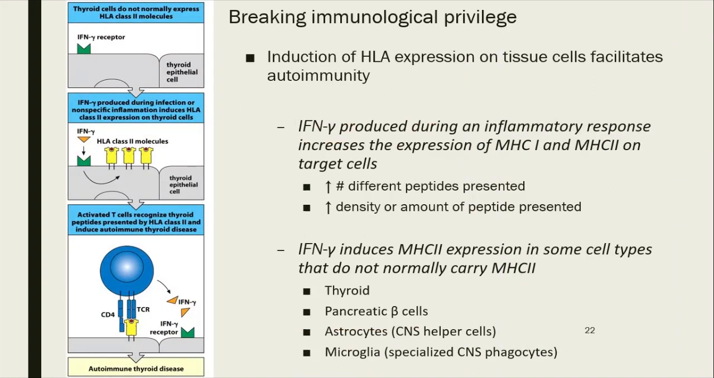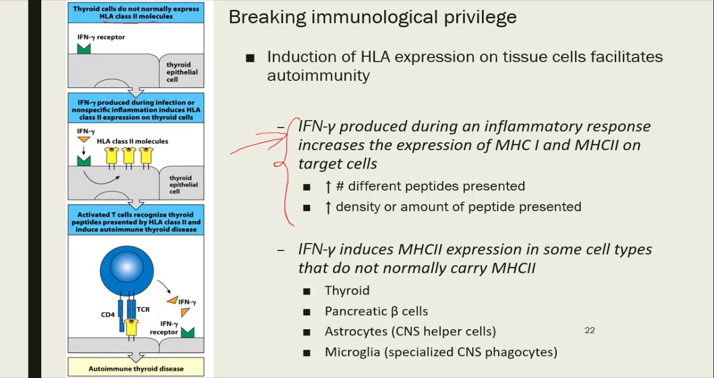So there's another case where sometimes HLA expression is induced on tissues that normally do not carry MHC class 1 and MHC class 2 proteins. Here is an example. Thyroid cells do not normally express HLA class 2 or MHC class 2 molecules, but when interferon gamma is produced during an inflammatory response, it will increase the expression of MHC class 1 and MHC class 2. In general, in all those target cells, it is purposeful: it increases the density and variety of peptides being presented. All these are useful for normal immune responses.